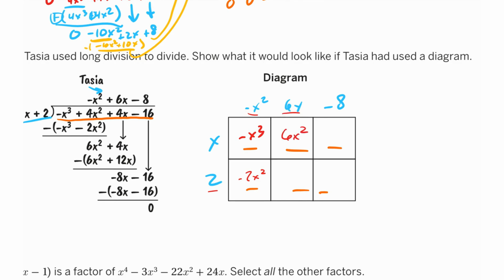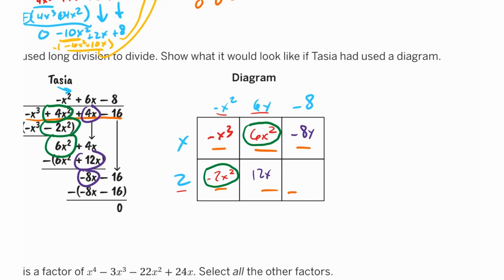And so what I want everyone to see here is that our original term, which was 4x squared, is broken up into negative 2x squared and 6x squared. We see it in the diagram. We also see it in long division. Same idea with the next one here, which I'll do in purple, is negative 8x times x, and 6x times 2. This becomes 12x and negative 8x. So when I start with 4x here, it's broken up into positive 12x and negative 8x. And so you can kind of see where the diagram and the long division match.